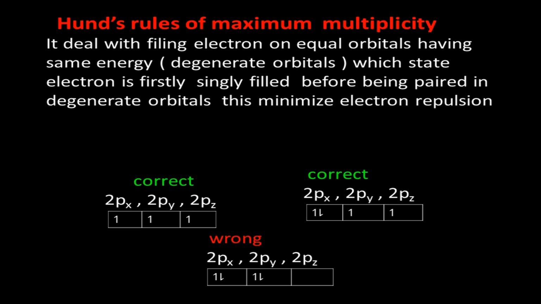This is a wrong way of filling electrons, and this is what Hund's rule is saying, that first of all, you have to fill all these orbitals before being paired, but this was being paired first and it was not completely filled. So this is a wrong way of filling electrons.